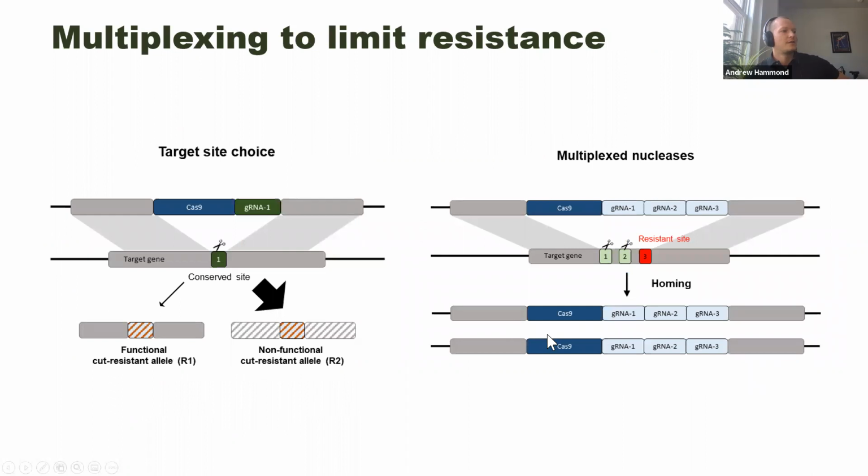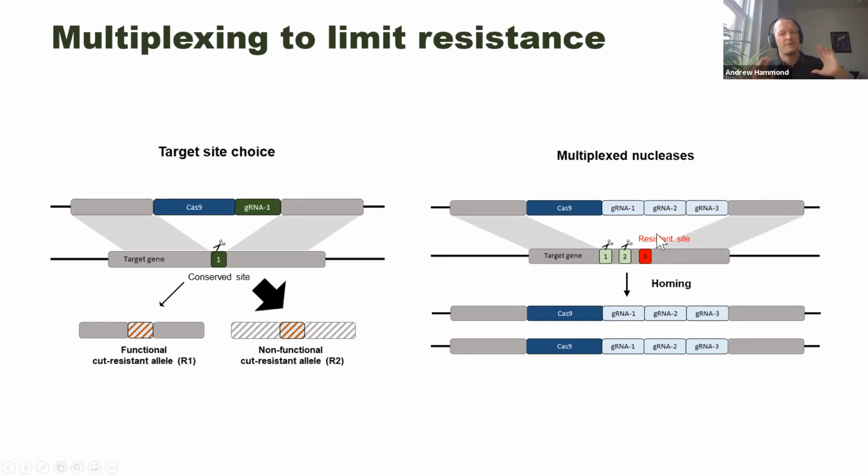And the idea is that if you target one site, then any resistance at that site will come under a strong selection and your gene drive will fail. But if you target many sites, then resistance at one site doesn't matter. And that's because you can cut the other site and the gene drive still works.